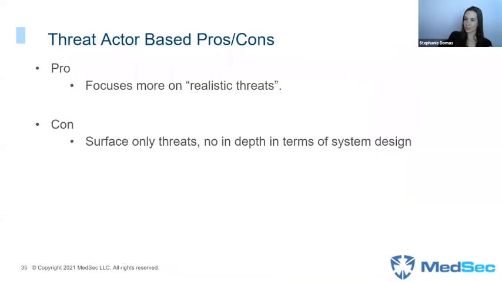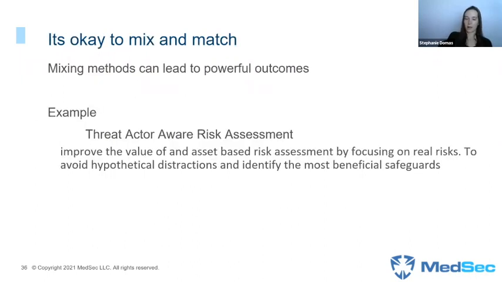So focusing more on realistic threats is the biggest pro of threat actor modeling. You're really looking at the actual things you need to be concerned about. But some people quibble that it doesn't get into the depth of my system, right? It doesn't look at the minutia of the fact that I have a CAN bus, because it's more about who the actual actors are. But understand it's also okay to mix and match. You can have really powerful outcomes when you mix and match this stuff.